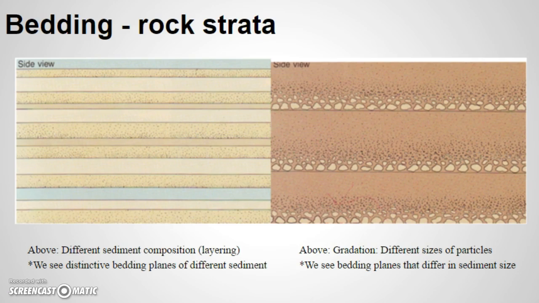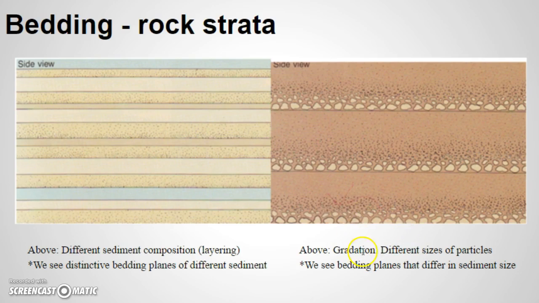All right, moving on. So let's look at different bedding. If I look at this picture right here above, I have different sediment compositions of layering. And we just call these rock strata that have different bedding planes. Right? We see distinctive bedding planes of different sediment. Now, they're all fine, but they can have different compositions. This could have a little bit of sand in it. This could be mostly clay. This could be silt and clay, back to a little bit of sand, back to clay. And these are just slightly different compositions.